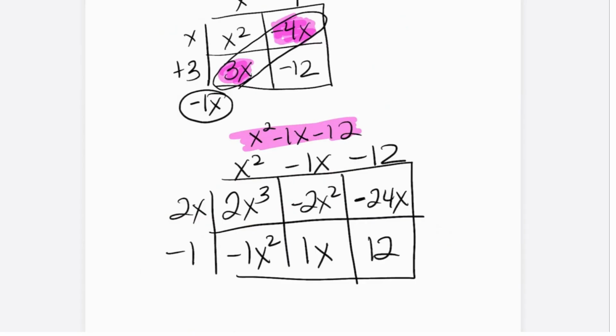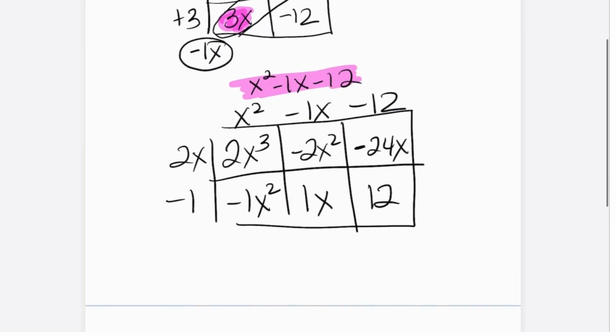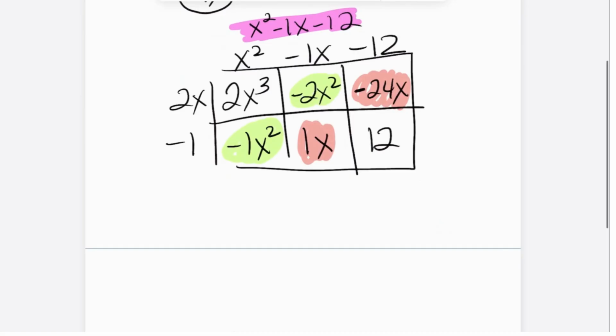All right. Now we're going to go ahead and combine like terms. Let me go ahead and change the color here. We have x squared here, negative 2x squared, and negative 1x squared. They both have an x squared in it. And then we have 1x and negative 24x. They both have an x. So we're going to go ahead and combine like terms here.